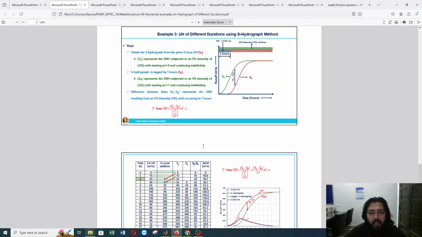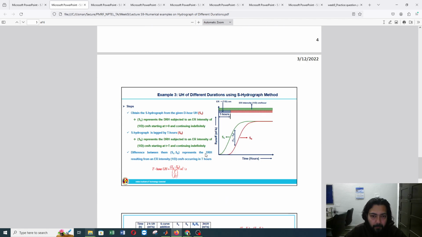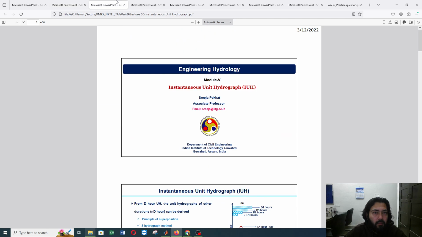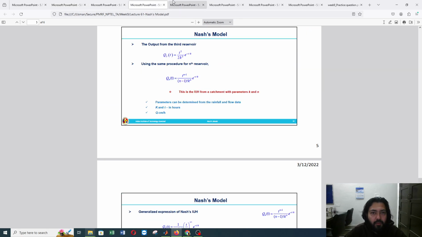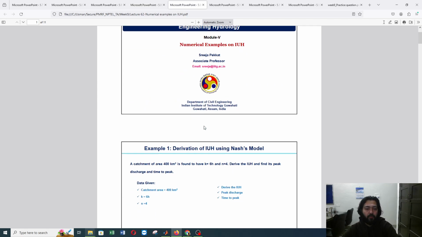So this is how we can calculate the N-hour unit hydrograph from an M-hour unit hydrograph given in the table using the S-hydrograph method, right? After this we have seen instantaneous unit hydrograph, so we'll see some examples based on instantaneous unit hydrograph also.